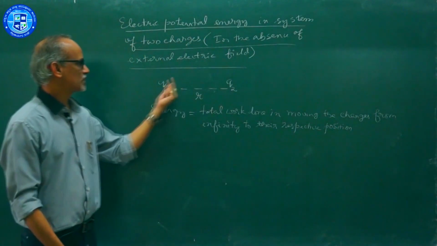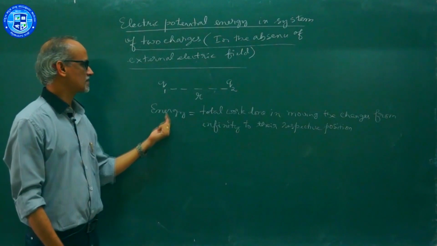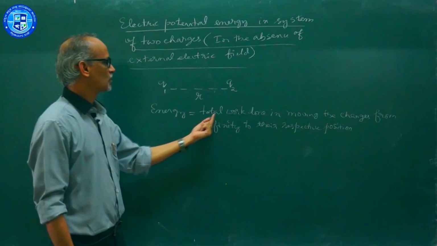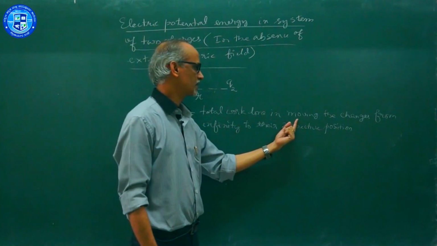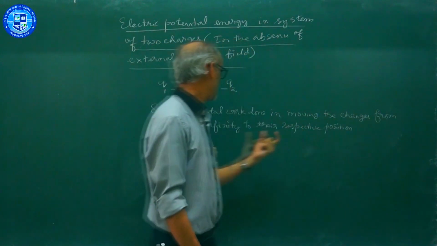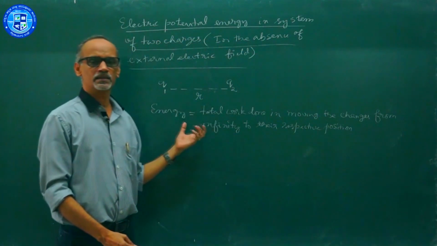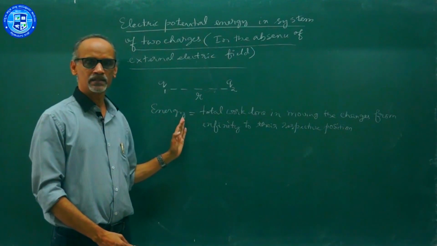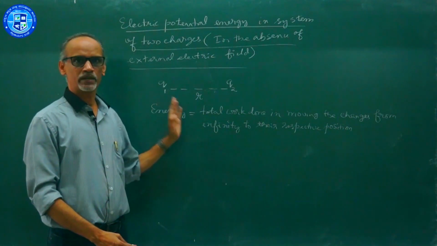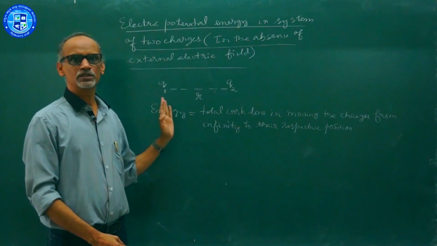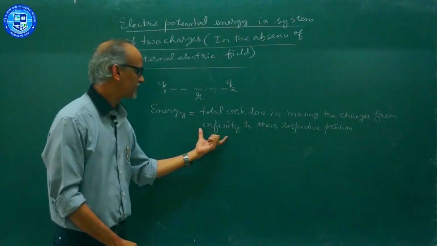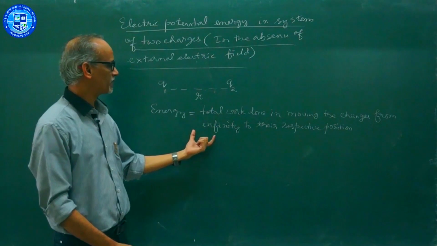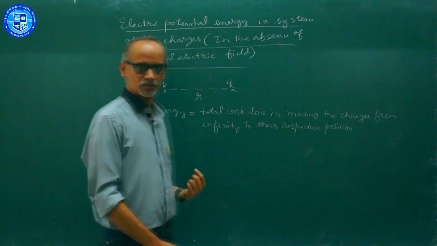So, total energy stored in the system of these two charges is equal to the total work done in moving the charges from infinity. Now, why is there a need to move these charges from infinity? Because at infinity, there is no field, there is no energy; therefore, the zero energy level is nothing but infinity. So, that's why we move the charges from infinity to their respective positions.